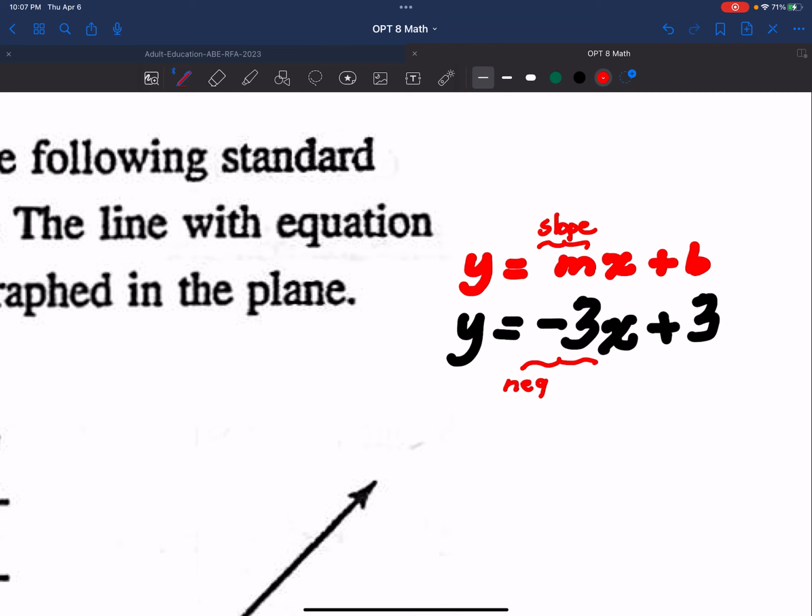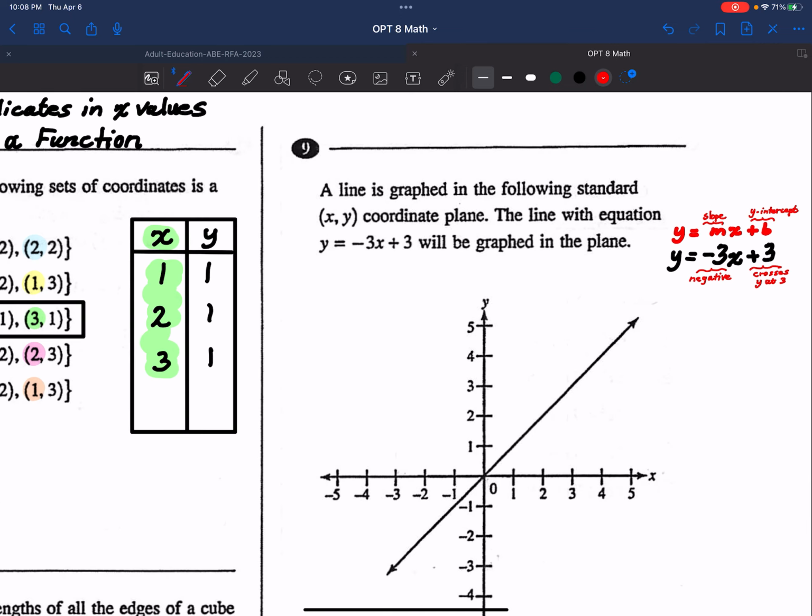That's important, that slope is negative. And the y-intercept, that's what this b represents, is positive 3. And that means that it intersects the y-axis at positive 3. Okay, so we're looking at this graph. I don't see that line in there, but I can certainly mark that point, positive 3.